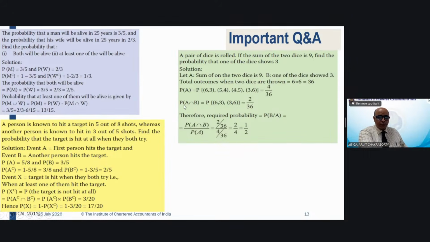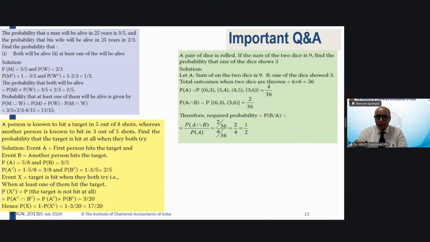And then we have the probability of A intersection B. That means here the question is, find the probability that one of the dice is 3. Now, if one of the dice is 3, the other has to be 6. This is shown by the probability A intersection B. That means here we have only 2 options. The first event was getting a total of 9. This can be done in 4 ways: 6, 3, 3, 6, 5, 4, 4, 5.